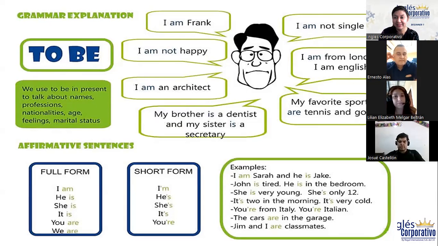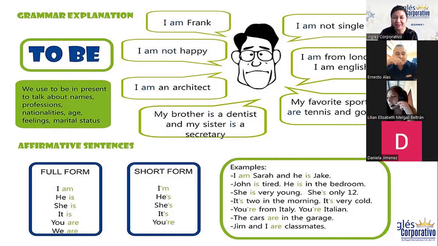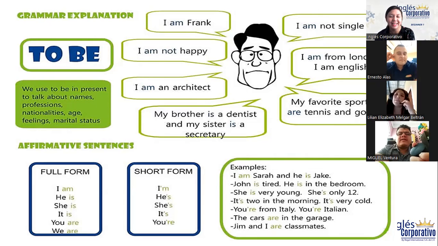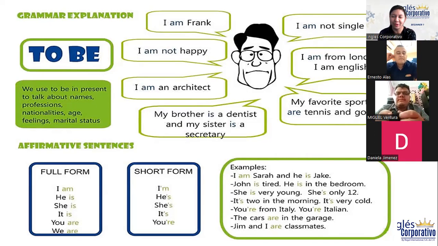My mother is. Peter is. My dog is. My cell phone is. My house is. My computer is. The cats are, because it's plural. The books are. Maria and Pedro are. My mother and I are. You and me are.